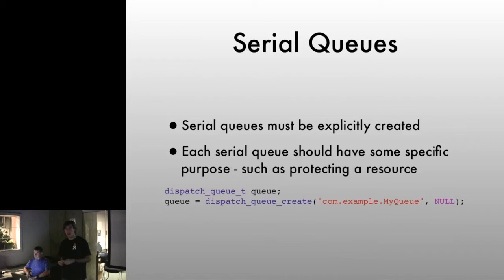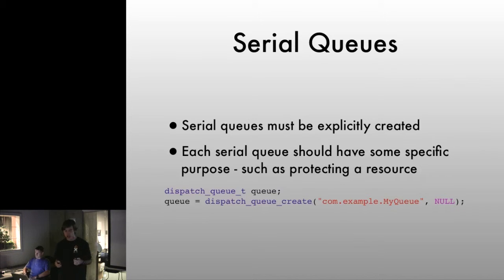And serial queues, on the other hand, you can make as many of them as you want and have them all run independently and in parallel. So the way you create them is you use the function dispatch queue create. You give it some identifier for this queue. It's a string, so it can be whatever you want it to be. And then again, there's this extra parameter that is reserved for future use that you pass in null. And I think it will cause an error at this point if you don't pass in null.